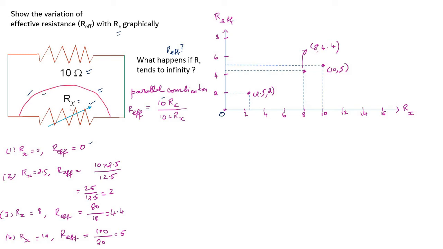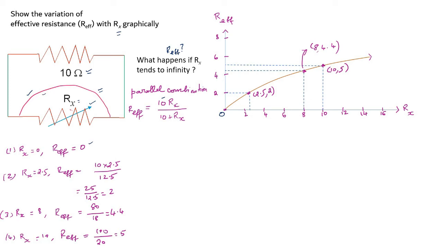So draw a curve passing through all the 4 points. It's like this. Is it clear? That's how we generally do, even in practical classes. Right. This is the graph. First part is over. The second part, what is it?